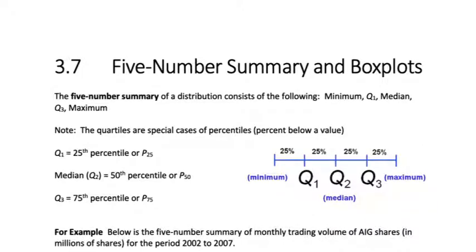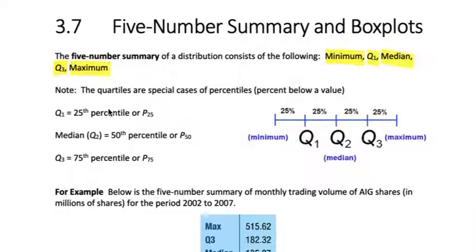In this video for section 3.7, we're talking about the 5-number summary and box plots. The 5-number summary consists of the following 5 numbers: the minimum value in the data set, Q1, the median, Q3, and the maximum value or the highest value in the data set.